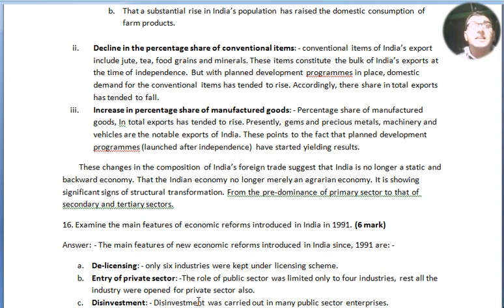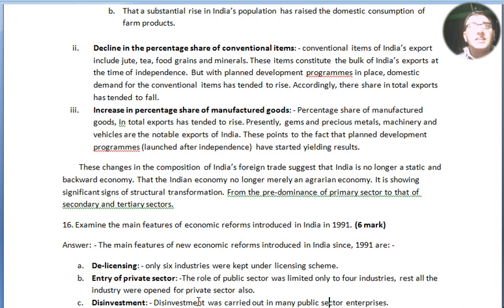Point number 3, increase in percentage share of manufactured goods. Percentage share of manufactured goods in total exports has tended to rise. Presently, gems and precious metals, machinery and vehicles are the notable exports of India. This points to the fact that planned development programs launched after independence have started yielding results.